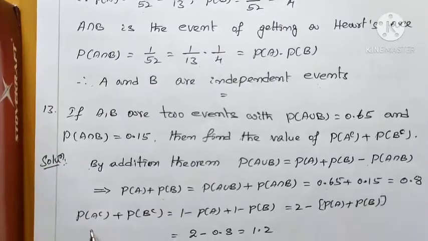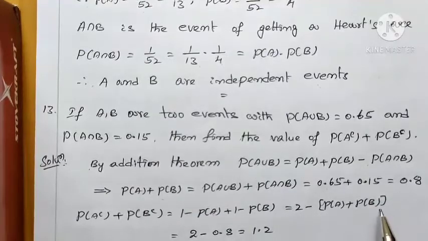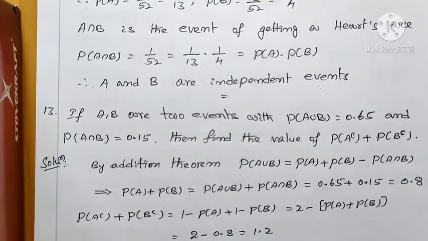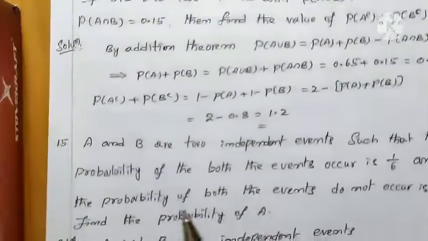We want P of A complement plus P of B complement. P of A complement is equal to 1 minus P of A, and P of B complement is equal to 1 minus P of B. 1 plus 1, 2, minus P of A plus P of B. We know the value of P of A plus P of B is equal to 0.8. 2 minus 0.8, that is equal to 1.2.